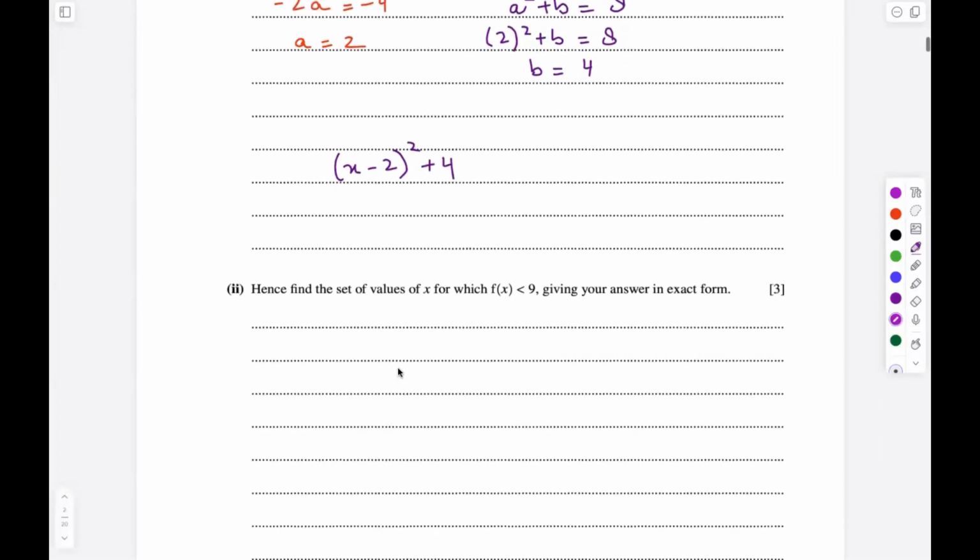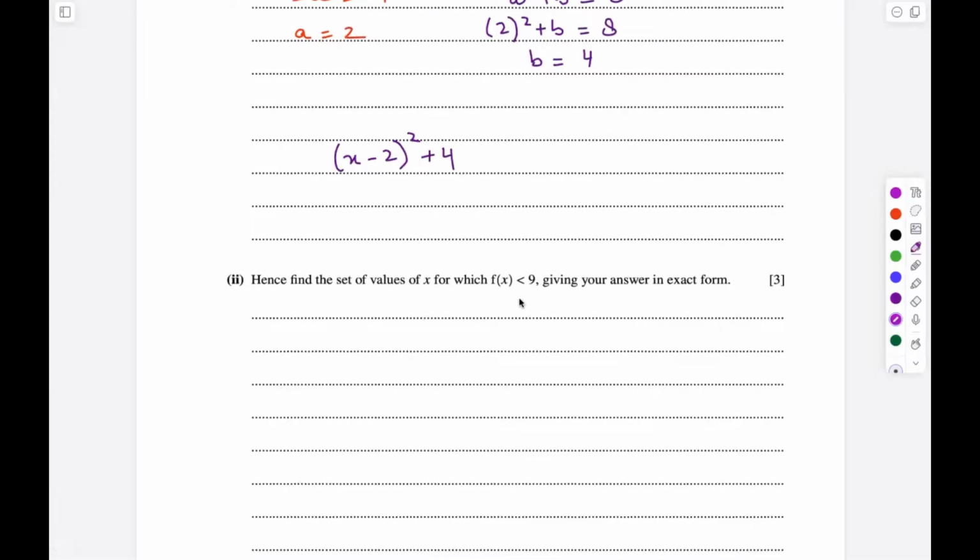In part 2, it says, hence find the set of values of x for which f of x is less than 9. So we know that f of x can be written as (x minus 2) whole squared plus 4, which is less than 9. Taking 4 to the other side, we get (x minus 2) whole squared is less than 9 minus 4, which is 5. So now taking the square root, that will become the square root of 5.